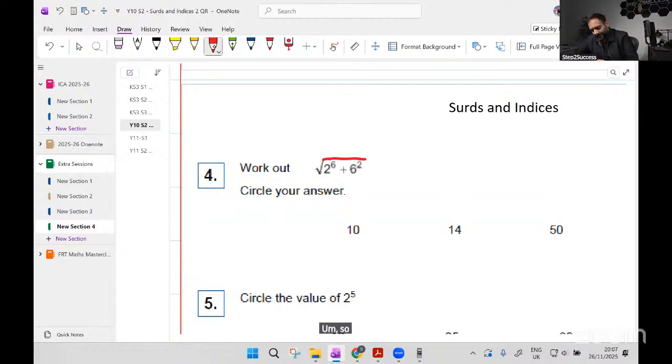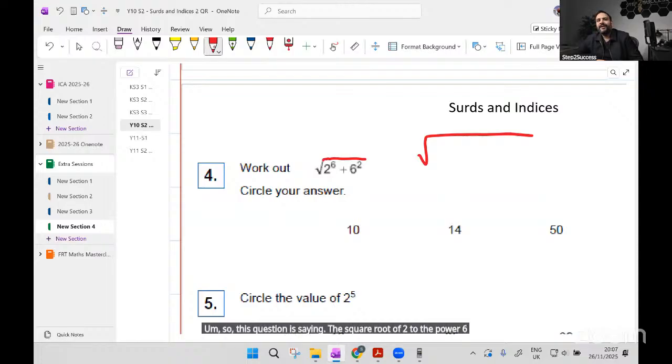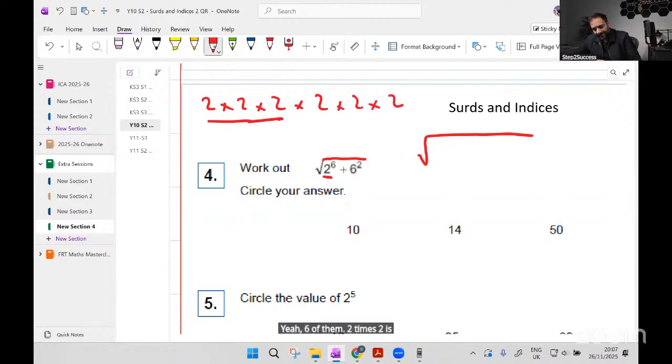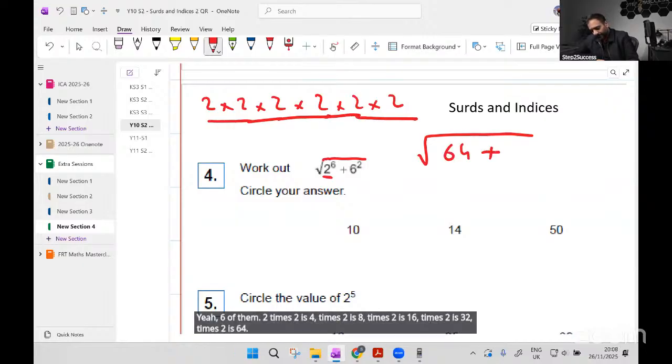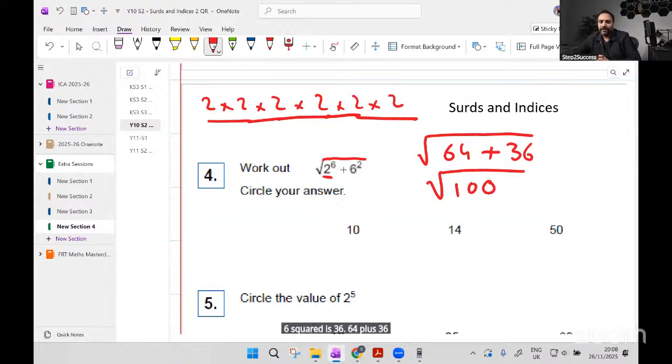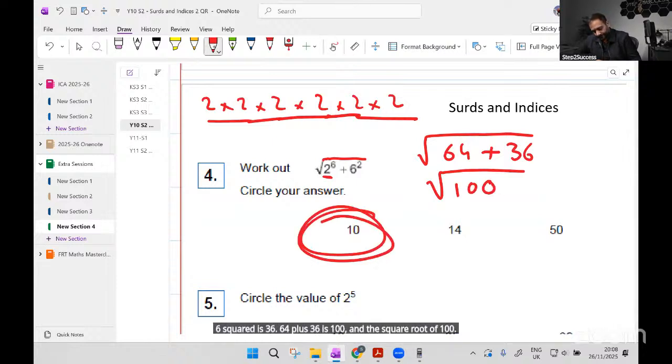So this question is saying the square root of 2 to the power 6 plus 6 squared. Now, 2 to the power 6 means 2 times 2 times 2 times 2 times 2 times 2, 6 of them. 2 times 2 is 4, times 2 is 8, times 2 is 16, times 2 is 32, times 2 is 64. And 6 squared is 36. 64 plus 36 is 100, and the square root of 100 is 10.